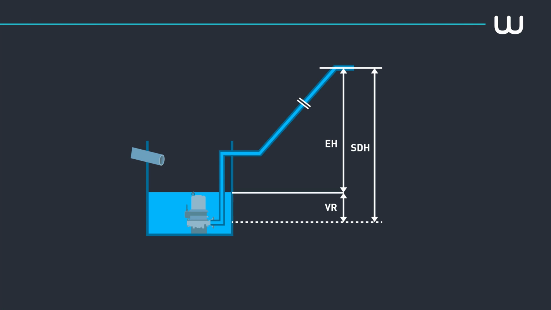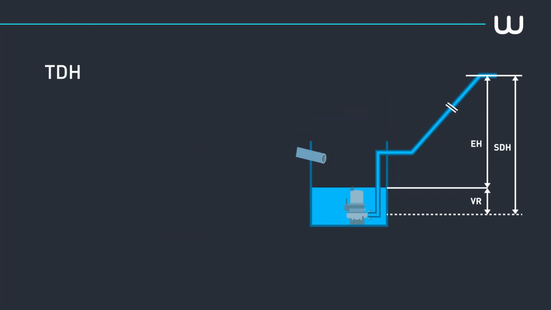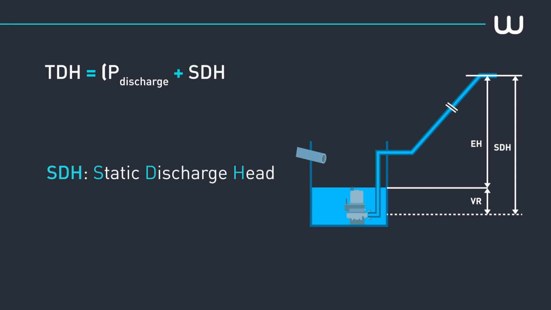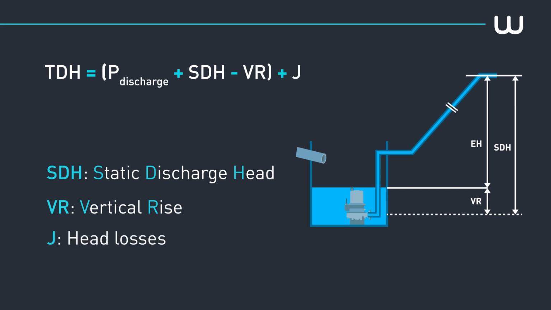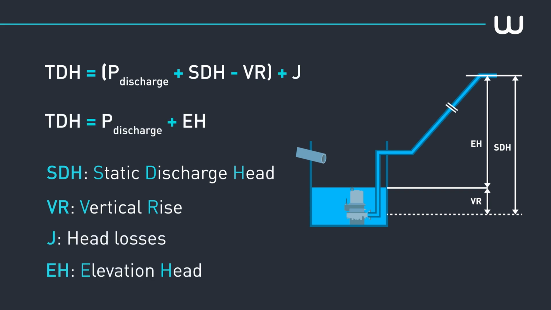The TDH is calculated as follows. TDH is equal to discharge pressure plus the static discharge head minus the vertical rise plus head losses, which equals discharge pressure plus elevation head plus head losses.